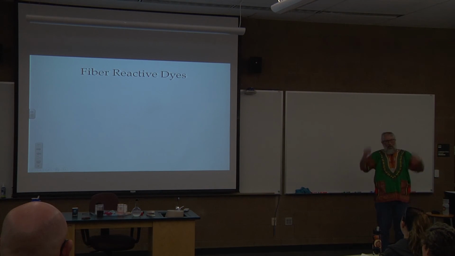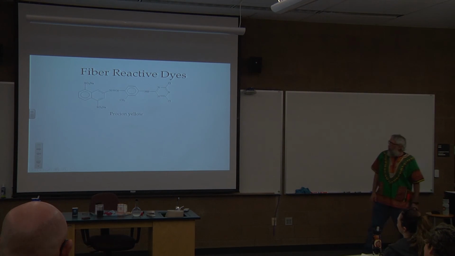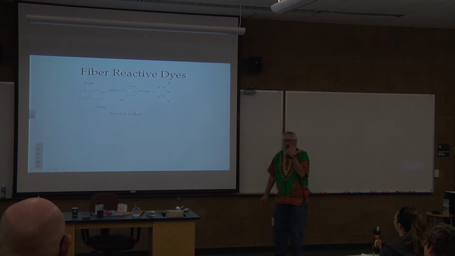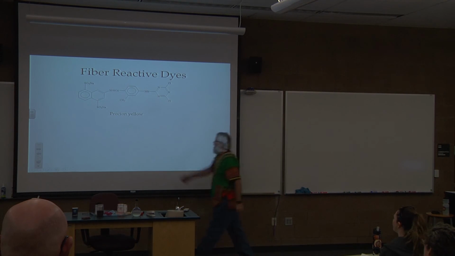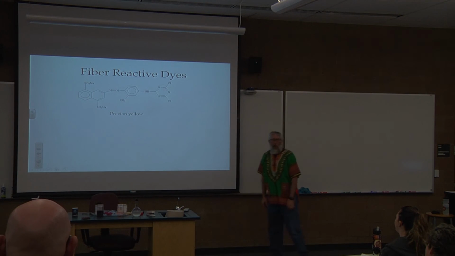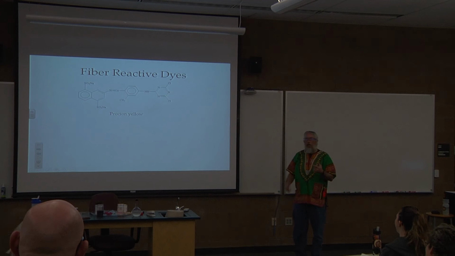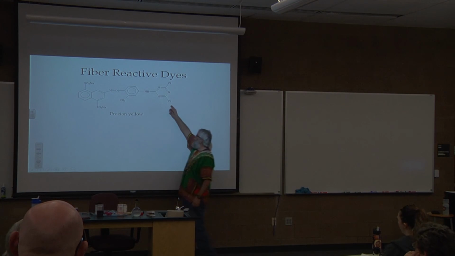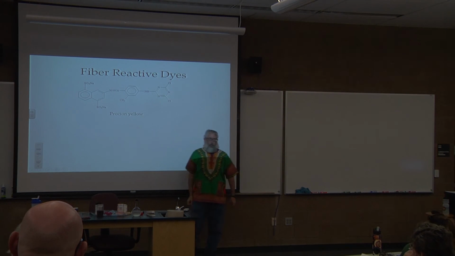And now everybody's favorite, or at least my favorite, the fiber reactive dyes. Here's an example of a dye, Procyan yellow. It is an azo dye. You look at this, nitrogen double bond, but it has something that the normal azo dyes do not have, and that is this dichlorotriazine at the end.